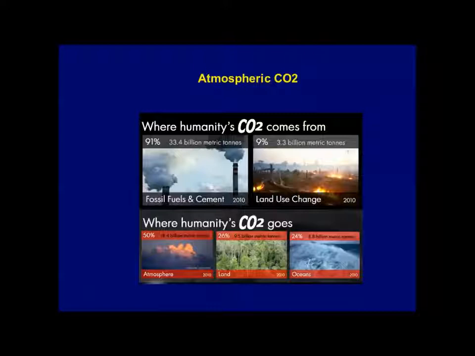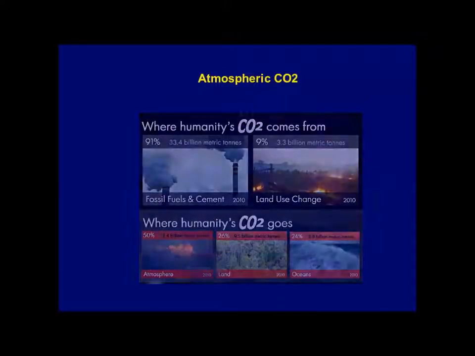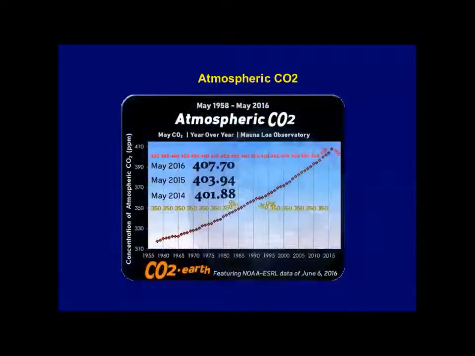Where does it go? Well, about 25% of it stays in the forests and the plants. About 25% of it is dissolved into the oceans, and about 50% of it stays in the air. Now, how do we know this? Well, we've been monitoring carbon dioxide at Mauna Loa, Hawaii since the late 1950s.